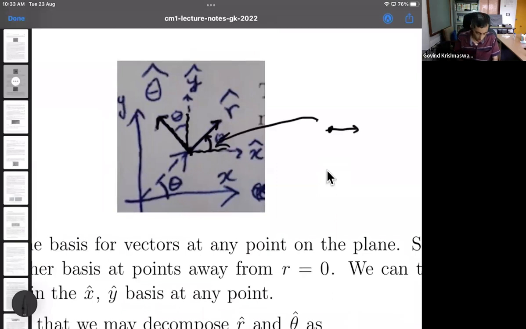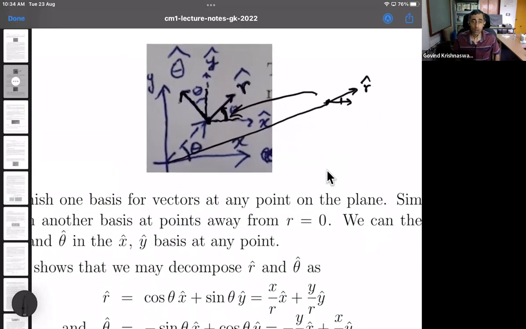But that is no longer the case with r hat. So r hat would point this way. Yeah, and you notice that it makes a smaller angle with the horizontal than the r hat that makes over here. So if I parallel translate it, it will no longer coincide with the r hat at the other point. So this is the sense in which r hat and theta hat do not maintain the same directions as you move around. Okay, any question about this basic observation?